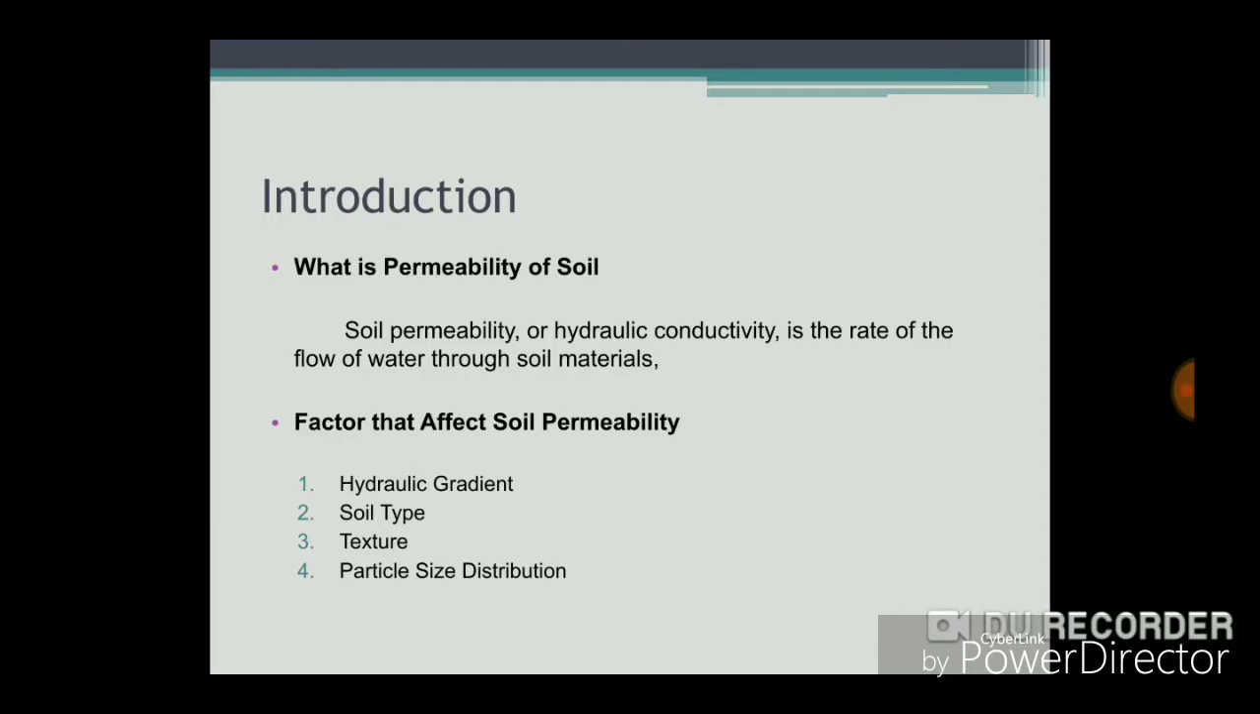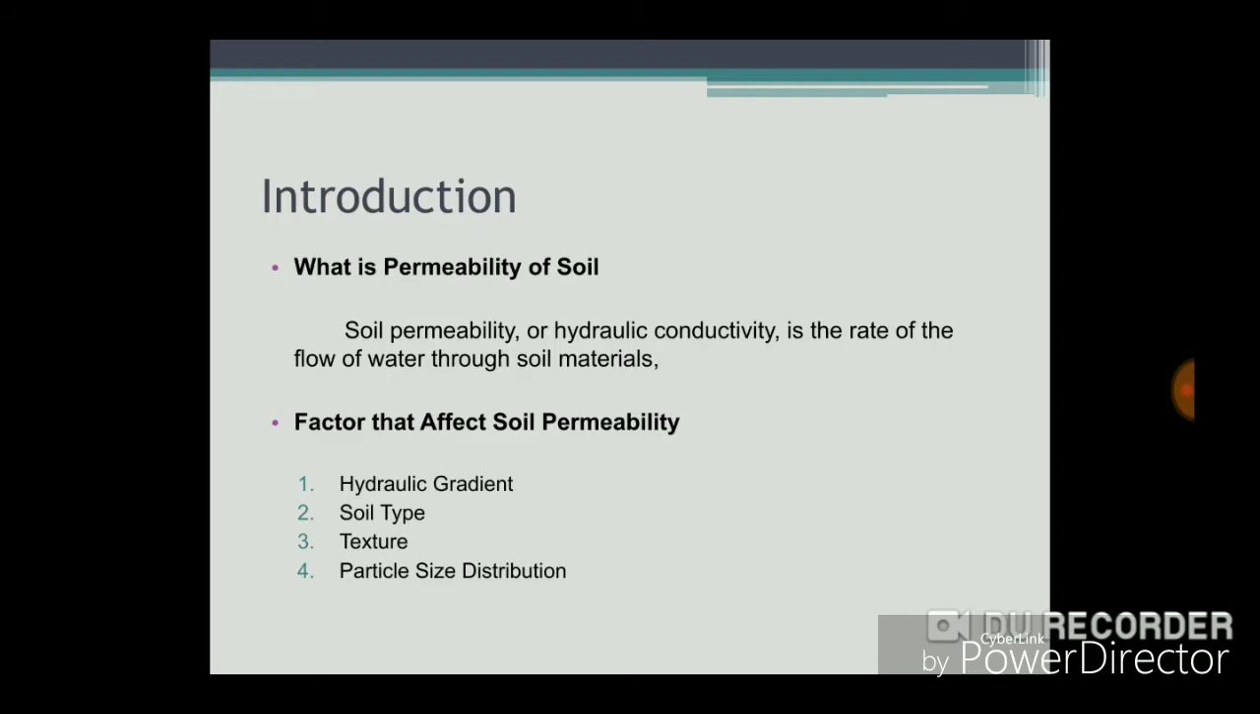For introduction, the first one: what is permeability of soils? Soil permeability or hydraulic conductivity is the rate of the flow of water through soil materials, and it is an essential characteristic across a broad spectrum of engineering and earth science disciplines. Geotechnical and civil engineers, hydrogeologists, and environmental scientists all use this information for projects such as structural foundation, embankment, flood management, effluent infiltration, and more. It is surprising that porosity and permeability of soil are related.